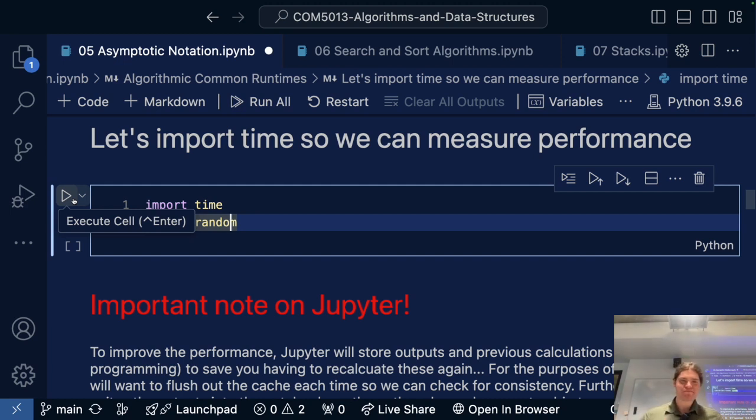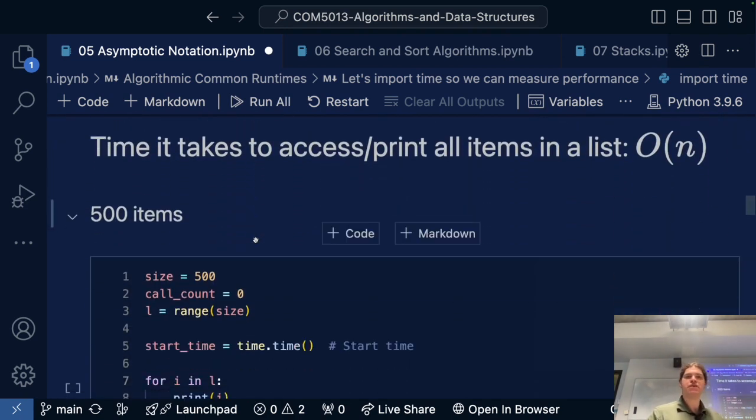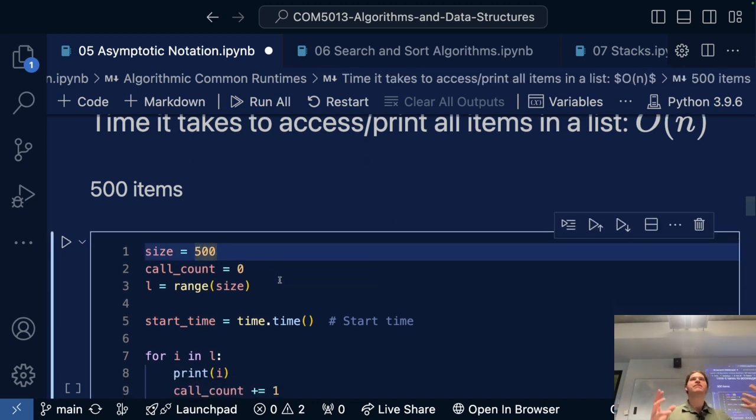But for now, we'll just do it from scratch so you get to see the times. Okay, right, so let's have a look at something simple. O of n. So 500 elements. There's our size, 500. I'm going to create a list of that size. We could put the list cast in here as well if you want to see them individually.